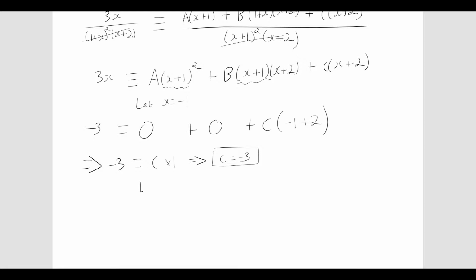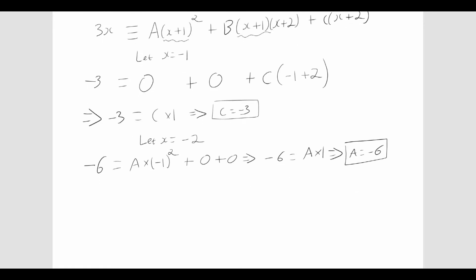What I'm going to do now is let x equal minus 2, because that will get rid of all of the terms that have x plus 2 as a factor. So I have minus 6 is equal to a times minus 2 plus 1, which is minus 1, all squared, plus 0 plus 0, which means that minus 6 is equal to a times 1, because minus 1 squared is 1, which means a is minus 6.